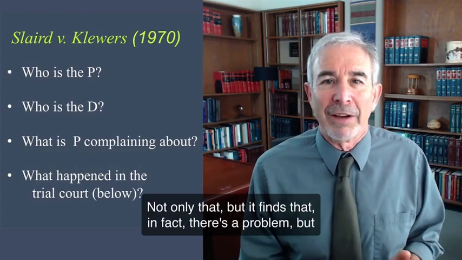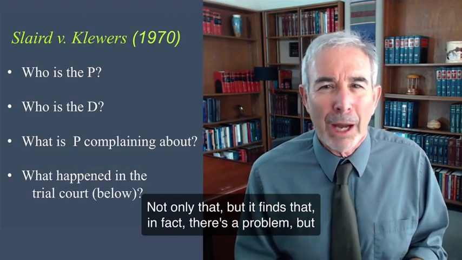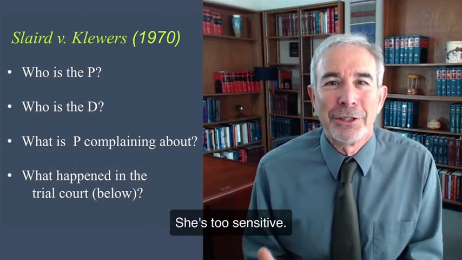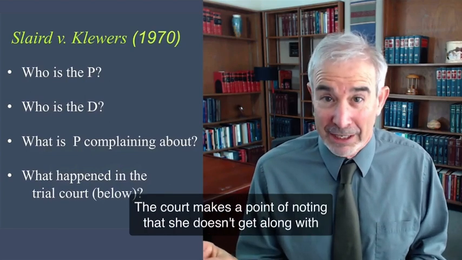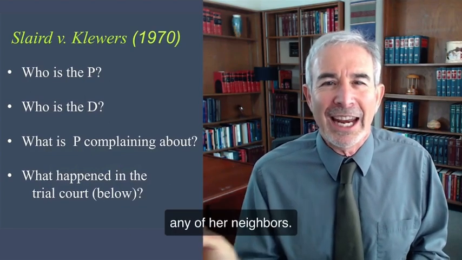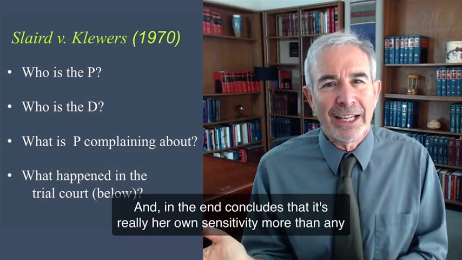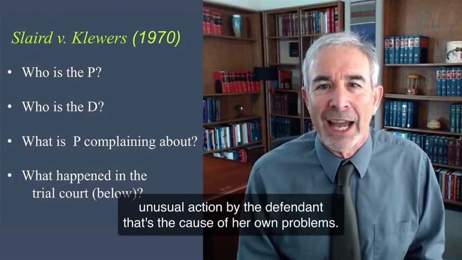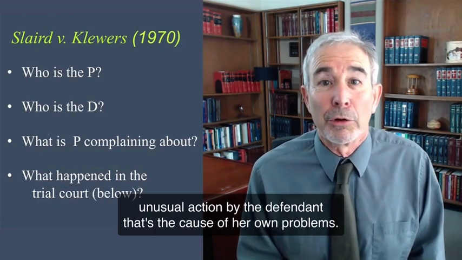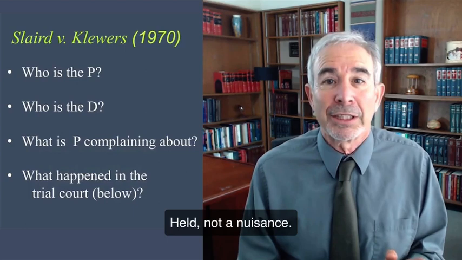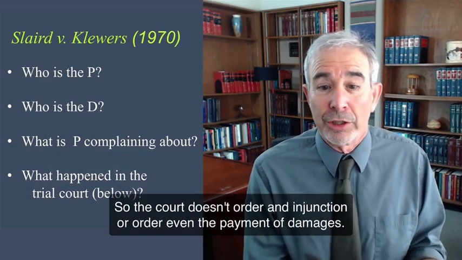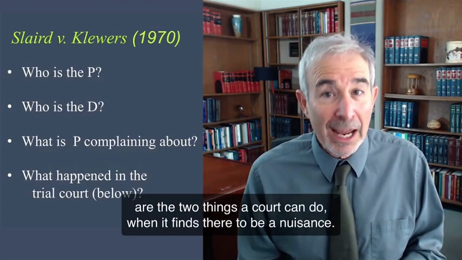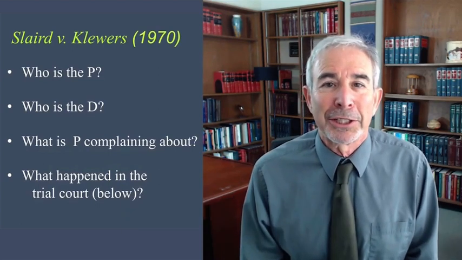Not only that, but it finds that, in fact, there's a problem, but the problem isn't the swimming pool. The problem is Mrs. Slaird. She's too sensitive. The court makes a point of noting that she doesn't get along with any of her neighbors, and in the end concludes that it's really her own sensitivity, more than any unusual actions by the defendants, that's the cause of her own problems. Held not a nuisance. So the court doesn't order an injunction or order even the payment of damages, which, by the way, are the two things a court can do when it finds there to be a nuisance.